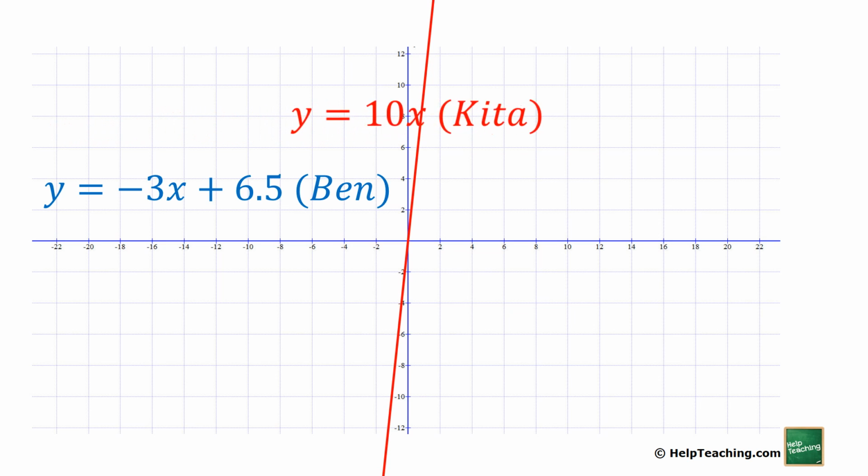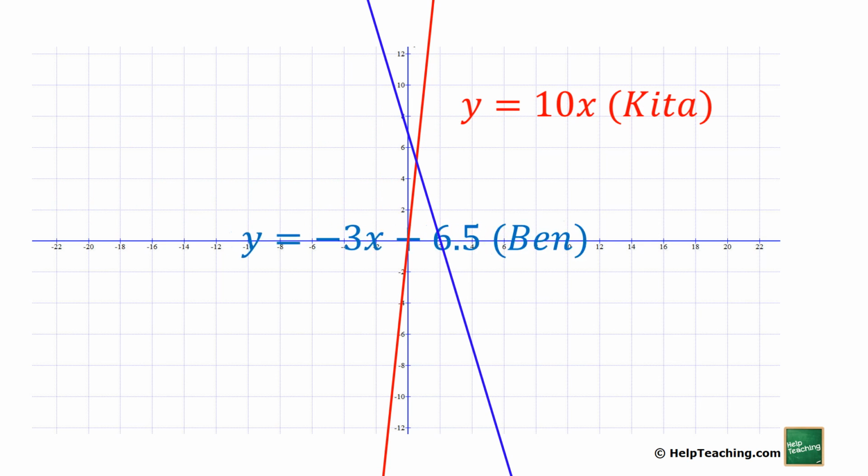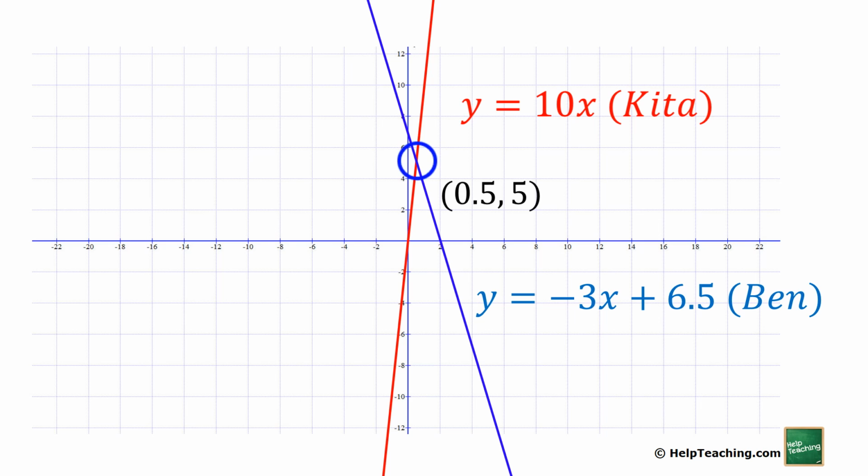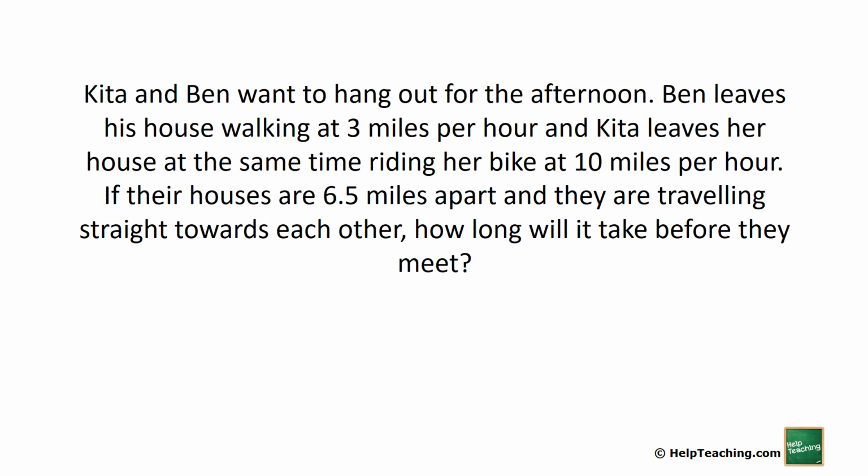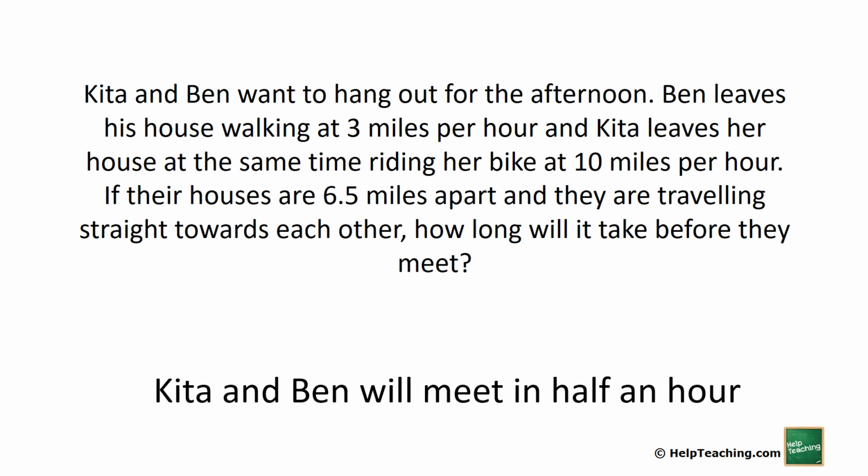When we graph these, we see that they intersect each other at the point (0.5, 5). So this is the coordinate pair of the solution. Now what we want to know here is the time at which they intersect. The time is 0.5. So if we put this into a word answer, how long before they meet? Keita and Ben will meet in half an hour.